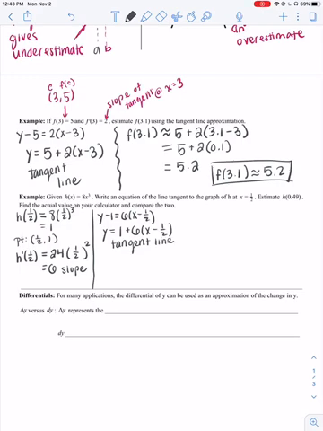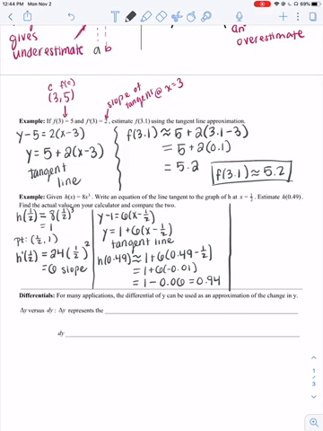And if we want to estimate h of 0.49, we would just do 1 plus 6 times 0.49 minus 1/2. Remember 1/2 is 0.5, so 0.49 minus 0.5 is negative 0.01. And so this is going to be 1 minus 0.06, which is 0.94. So that is the estimate.